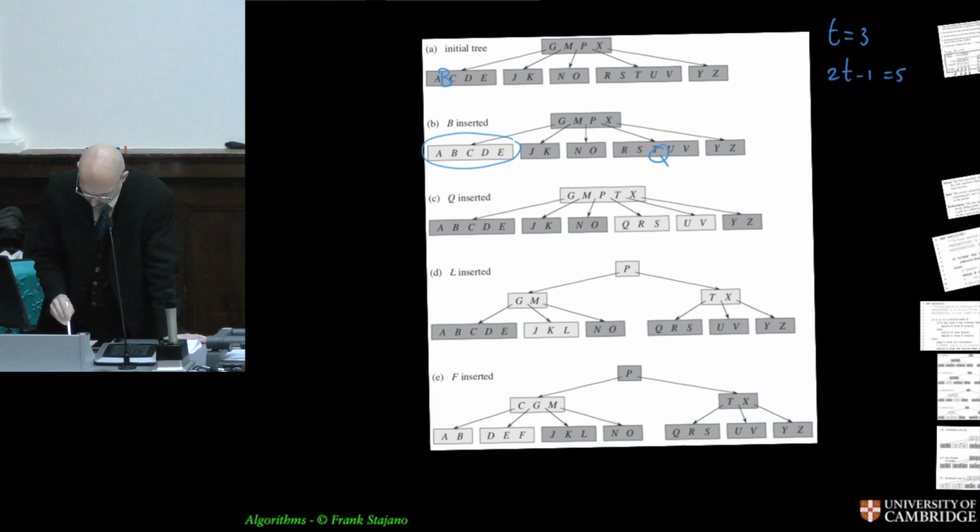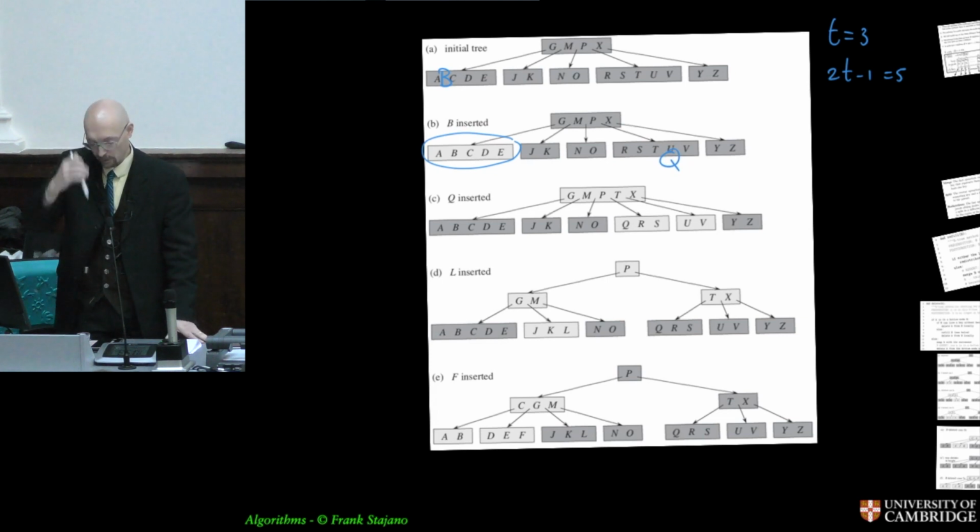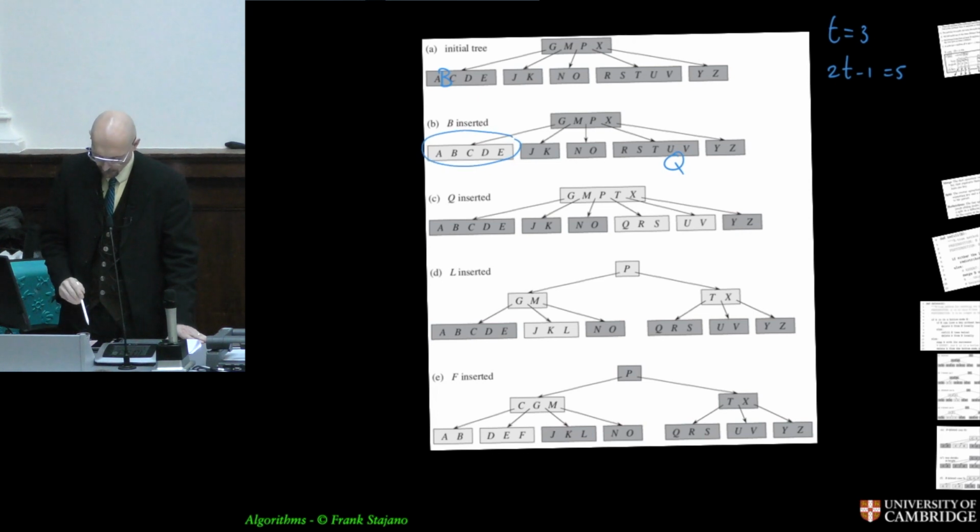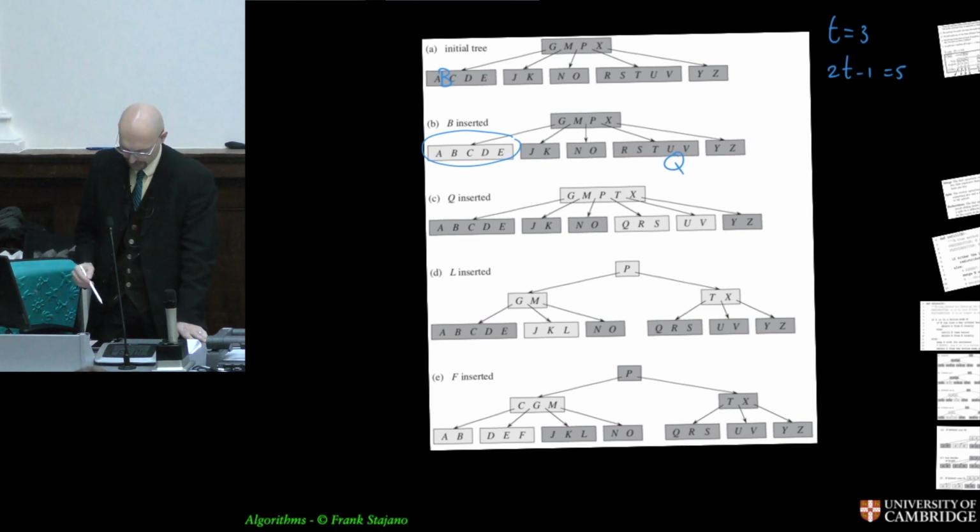I first have to follow that procedure I described: when I encounter a full node on my way down, I must split it. So if I split this, then its middle key, this T, would have to migrate into the parent. And so T migrates in here, and I'm left with RS on one side, UV on the other side, and I can insert the Q into RS. So QRS, then the T and UV. And that's how Q has been inserted.